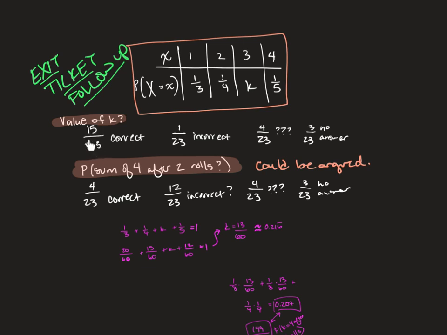15 out of 23 people just got that completely correct. 1 out of 23, one person just got it not correct. 4 people said, like, I'm confused, I don't really know what to do. And then 3 people just did not answer.